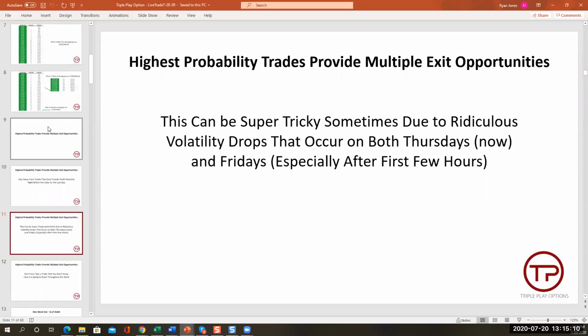And this can be super tricky sometimes, because of how ridiculous some of the volatility drops are that occur on both Thursdays now and Fridays, and especially after the first few hours of trading on Friday. Now, let me explain to you what's going on, because it is different than it was about 6 to 7 weeks ago. Something fundamentally changed about 6 weeks ago.